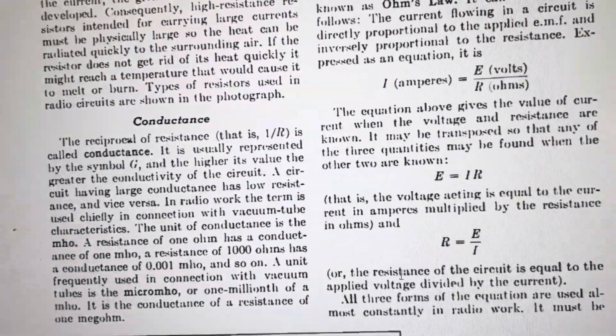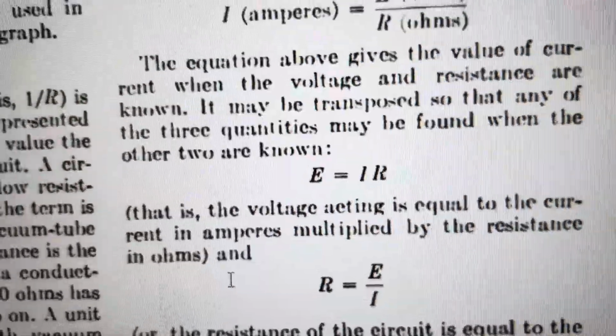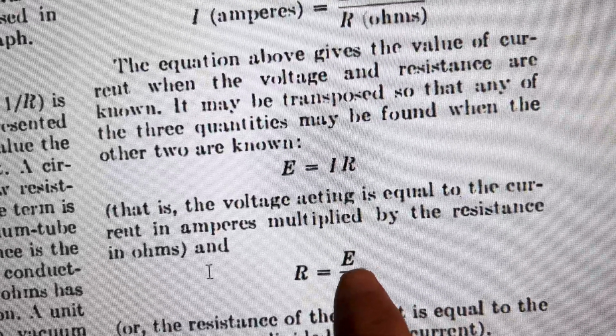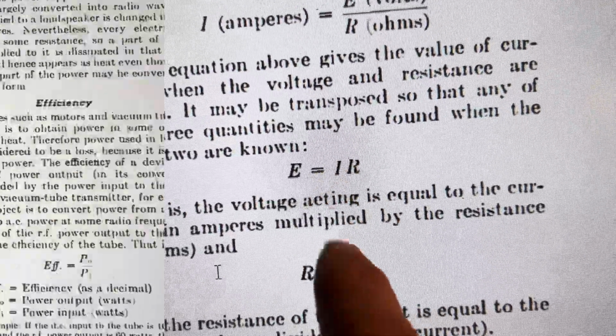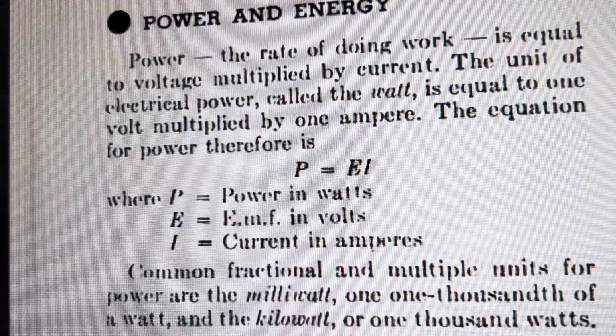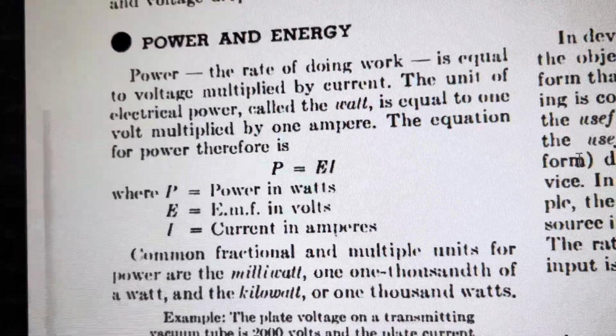Now we get into Ohm's law, E equals I times R, voltage equals current times resistance. And of course, you can find any one of these as long as you have the other two by using substitution on this formula. And of course, they go to the power law, P equals I times E, watts equals voltage times current to get power.